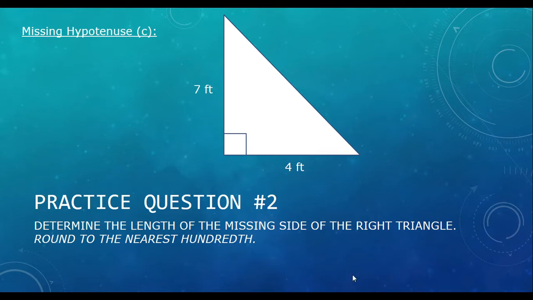Okay, let's take another look at another example. And for this one, I've told you that you're solving for a missing hypotenuse C. Same instructions, determine the length of the missing side of the right triangle, round to the nearest hundredth.